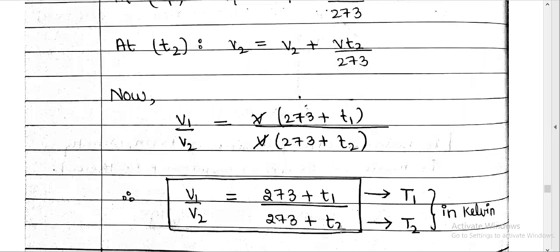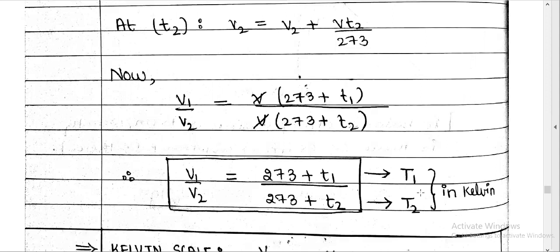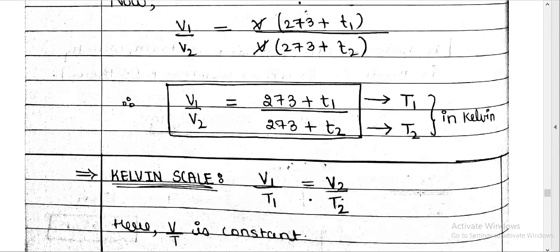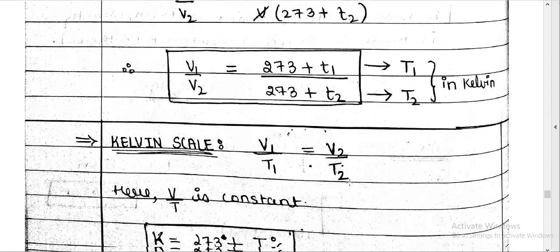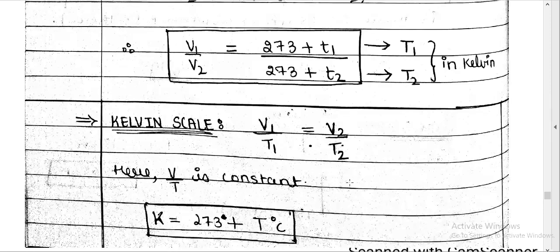Got it? Did everyone understand? It was observed, then formulated. In chemistry, most of the things are first observation, then formulation. So 273 plus small t1 is capital T1. Small t1 is in degree centigrade. Capital T1 is in Kelvin. Got it? So V1 by V2 is equal to T1 by T2, or V1 by T1 is equal to V2 by T2. So this is the relationship between volume and temperature.